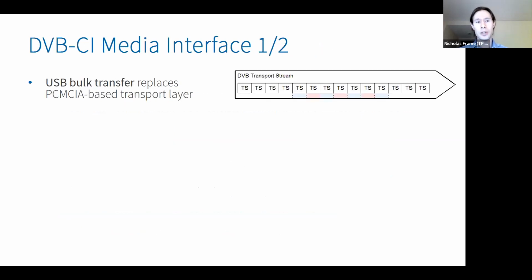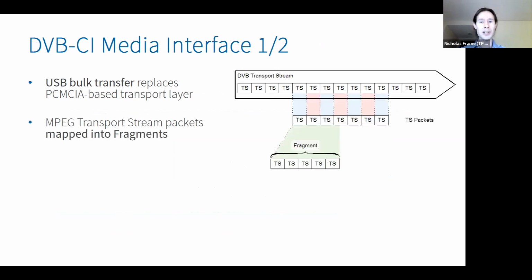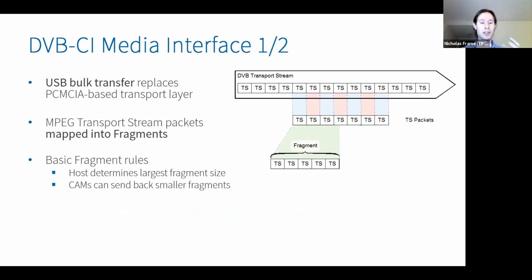So now we've discussed the command interface, we can say a few words about the media interface. So again, USB bulk transfer is used to transfer the transport stream data, but it is not done packet by packet. So basically what happens is the host will group several transport stream packets together into a fragment. This fragment will be sent to the CAM, and the CAM can either send back a fragment of the same size, or it can split it into smaller fragments if it wants. These restrictions are in place for buffer management reasons. There is no change to the handling of the scrambled MPEG-TS data.